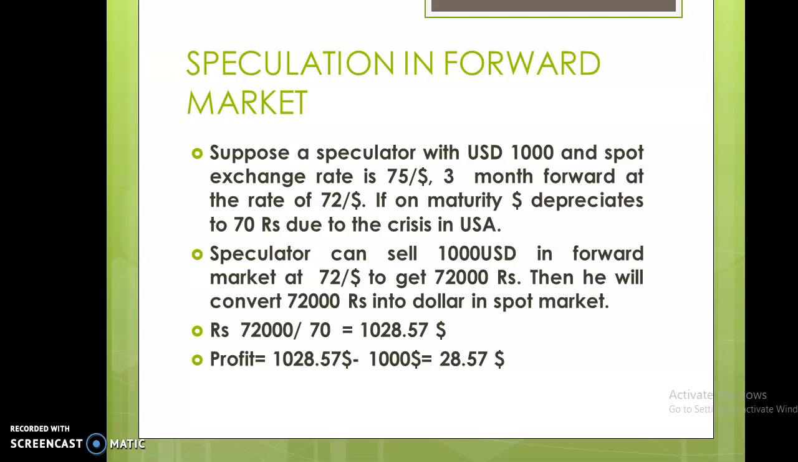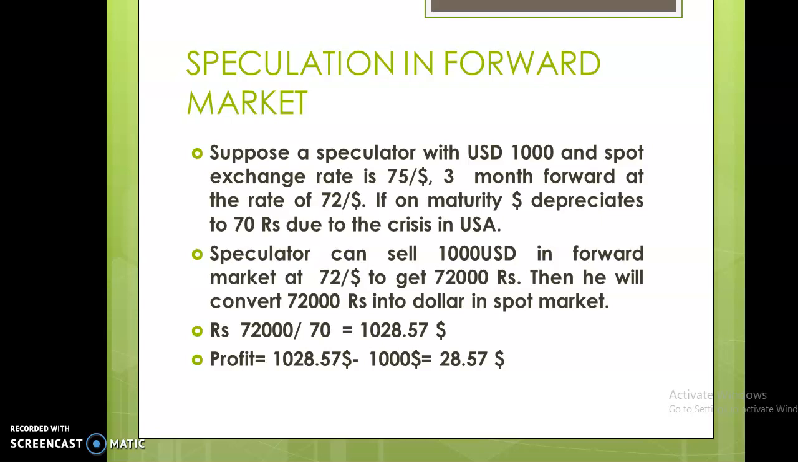If this happens, what will the speculator do? The speculator will enter the forward market and make an agreement to sell $1,000 at 72 rupees per dollar. So after 3 months he will get 72,000 rupees by selling $1,000 in the forward market. Once the speculator gets this 72,000 rupees, he will look at the spot market rate after 3 months. A severe crisis has hit the US economy. Then what happens to the exchange rate? $1 equals 70 rupees in the spot market.